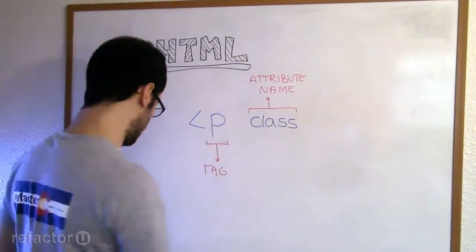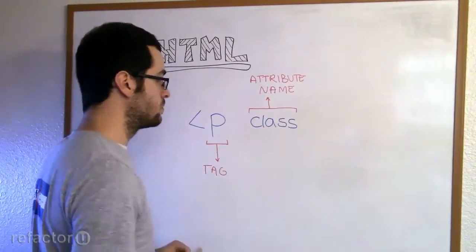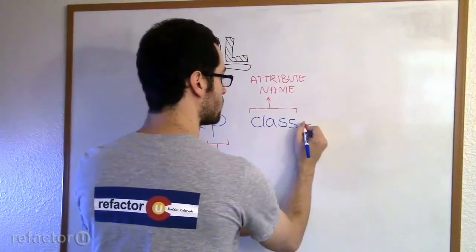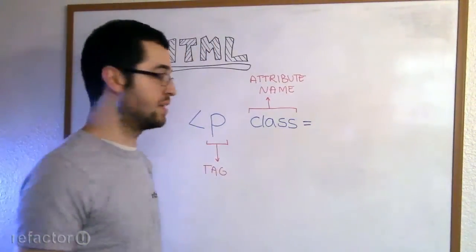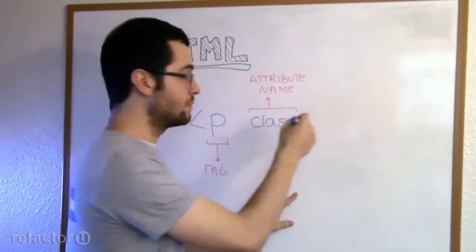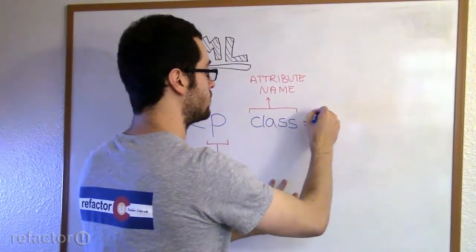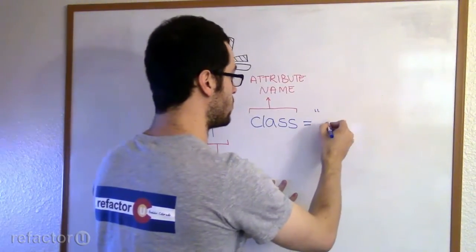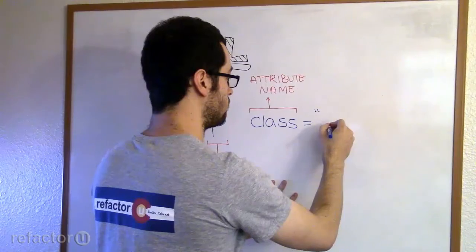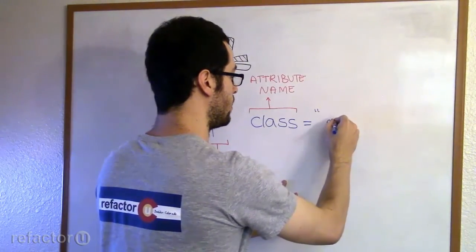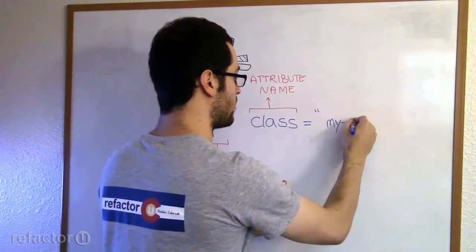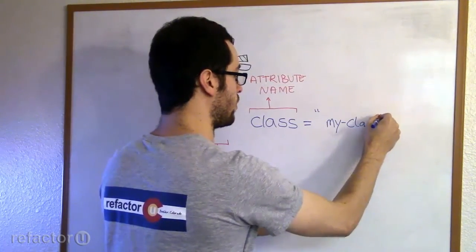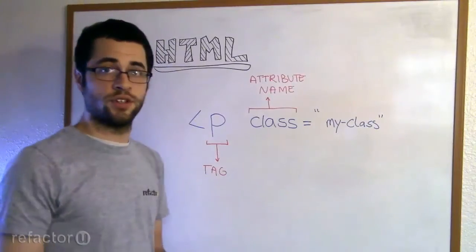Here's the attribute name. Next, we'll add an equals, which represents assignment, to a value. We'll wrap the value in quotes, and we'll set it to my class. We'll end the quotes, and we're done setting the value.